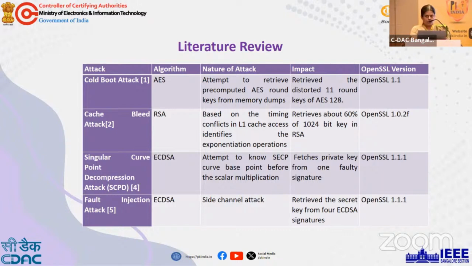So it happened in OpenSSL version 1.1. The fault injection attack is a basic side channel attack on ECDSA implementations that retrieves the secret key from a minimum number of ECDSA signatures, that is, 4 signatures. That also happened in OpenSSL version 1.1. And of course, there are known vulnerabilities like the Heartbleed vulnerability that exist in OpenSSL implementations.